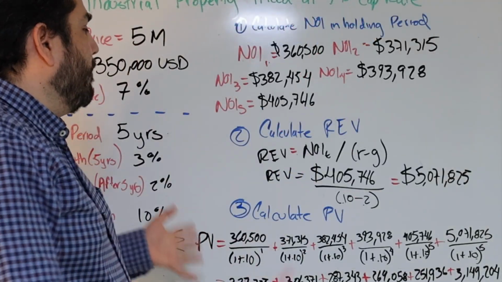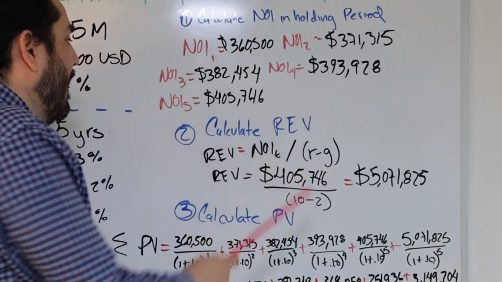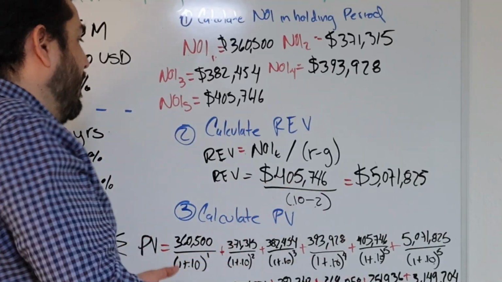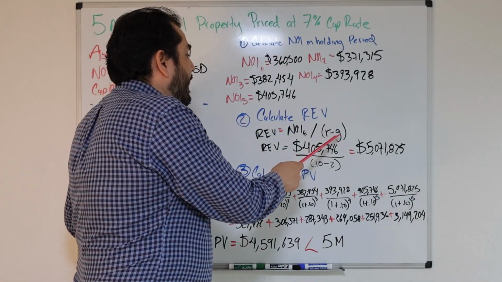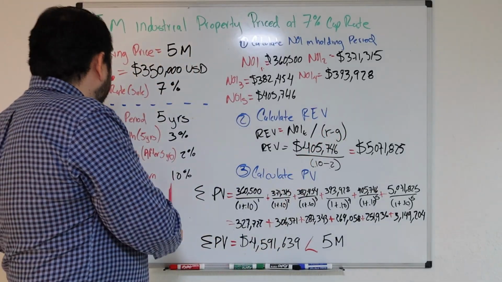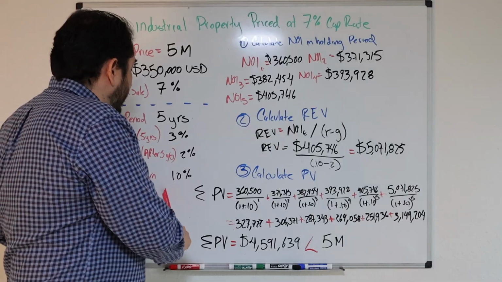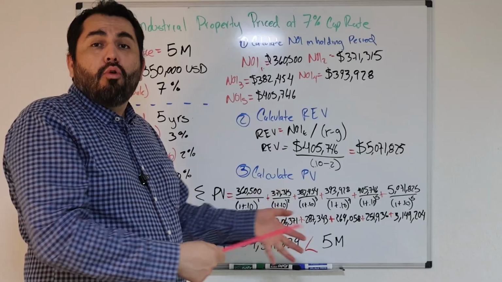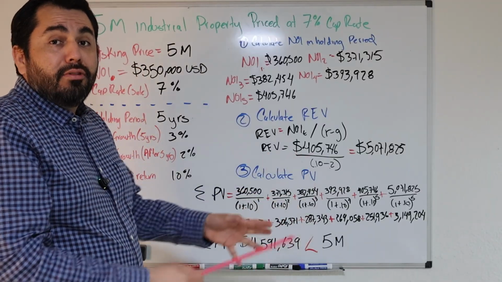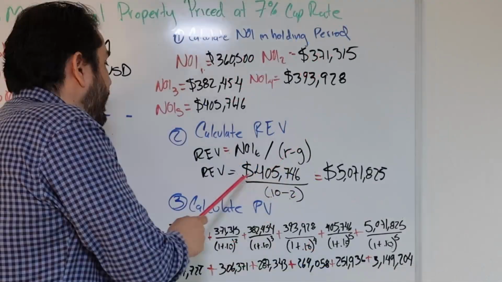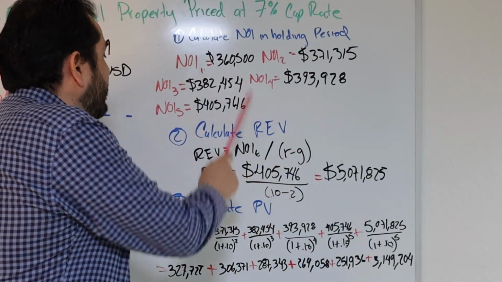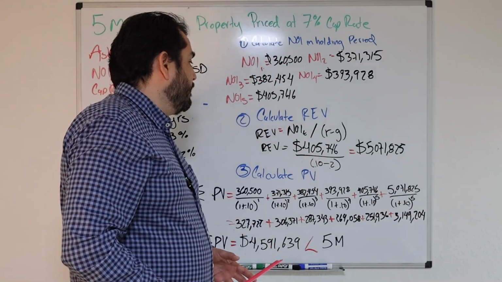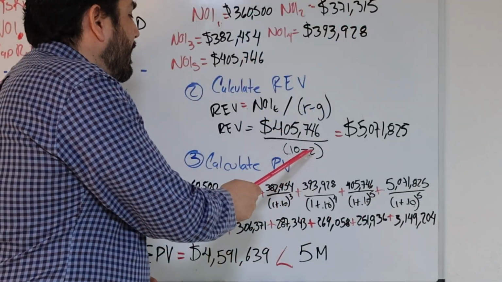The formula for the resale value is the NOI at the end of the holding period, or at the sale, divided by R less G. R is the rate of return we already chose, which is 10%, and G is the 2% that the rents will grow after the holding period. So we take the last NOI, which is $405,000, and we divide it by 10 less 2.